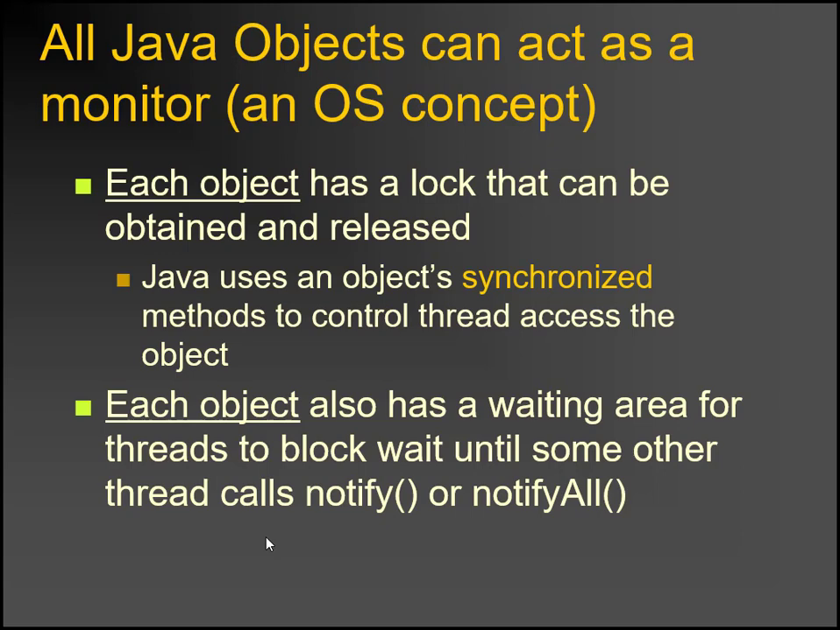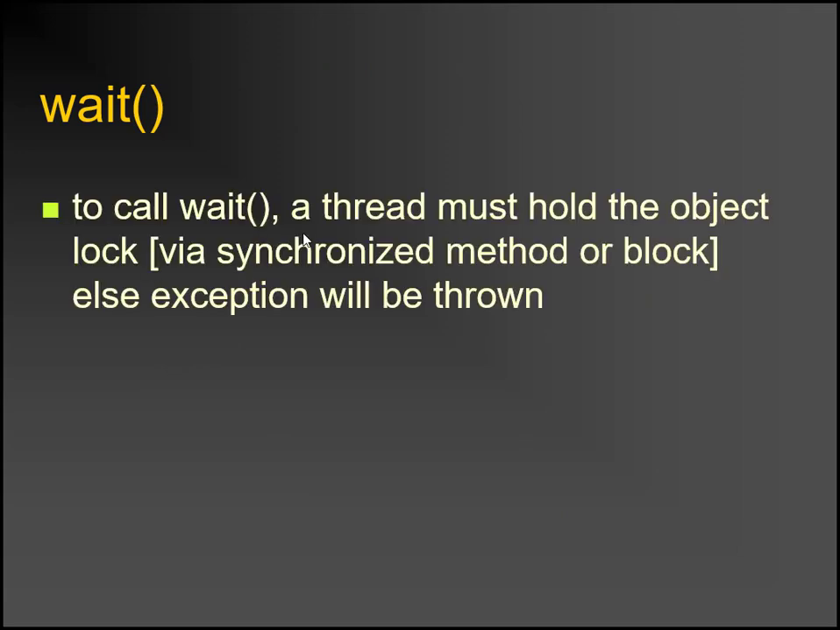These are methods that we're going to be calling on our Java objects to control what happens in the waiting area. Now, a couple of technical details on wait and notify. Wait is a method. When a thread calls wait, it must hold the object lock via a synchronized method or a block.